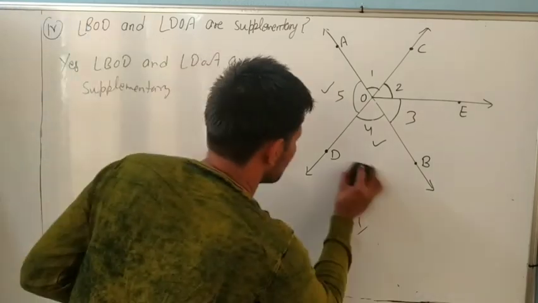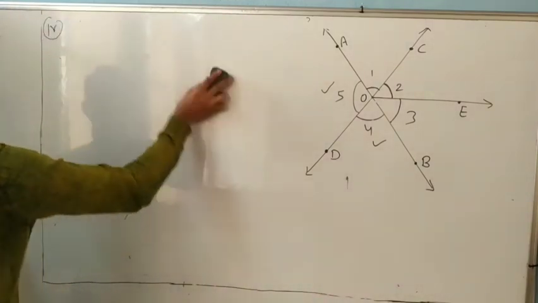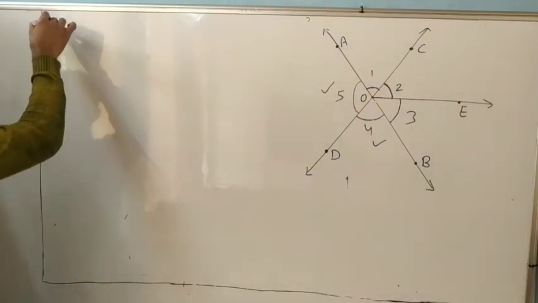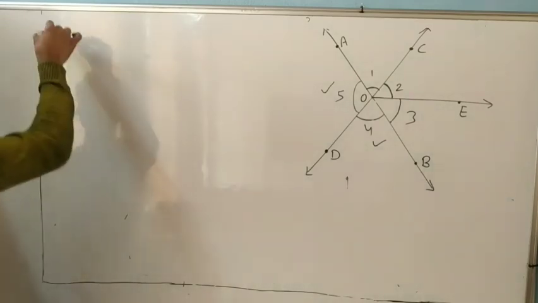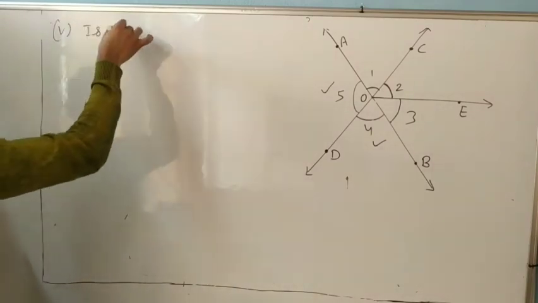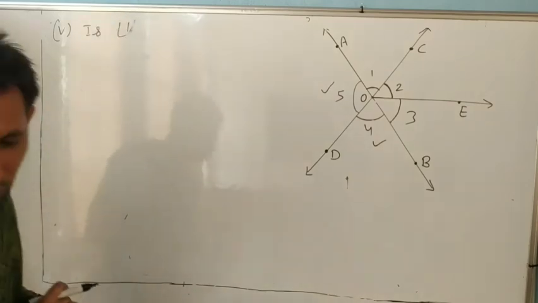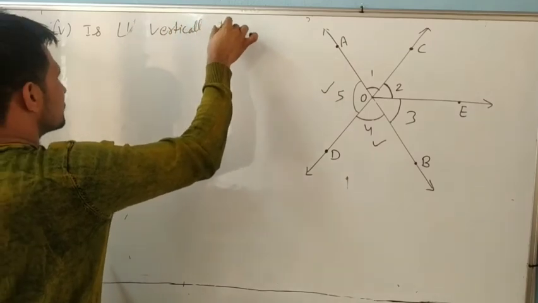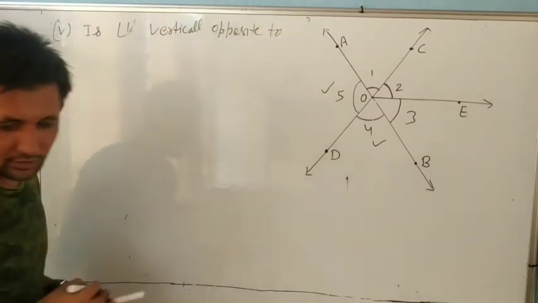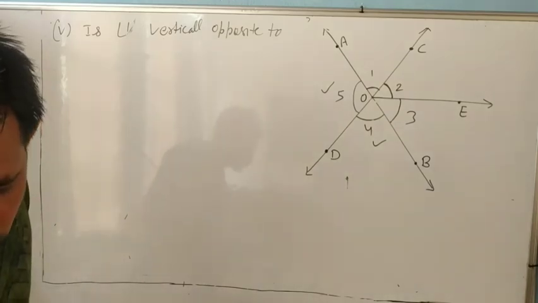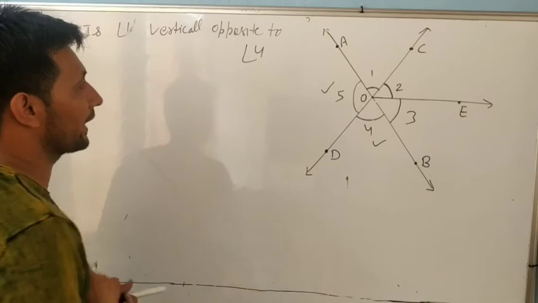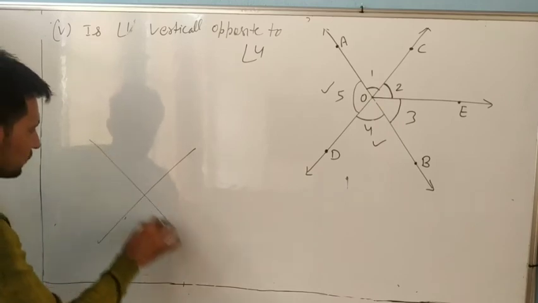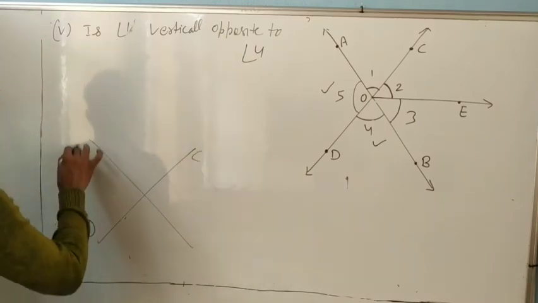Now next is angle 1 and 4. Part number 5: angle 1 is vertically opposite to angle 4. So look, what is a vertical opposite angle? Angle 1 and 4, yes. It is one line, it is 4. It is C, it is D, it is A and it is B.